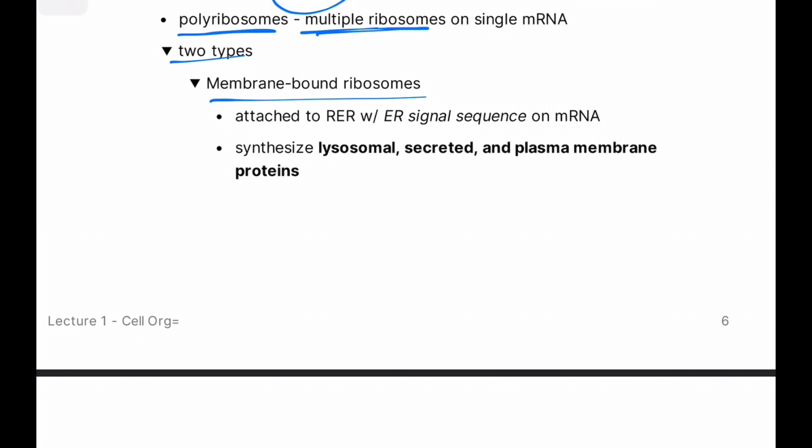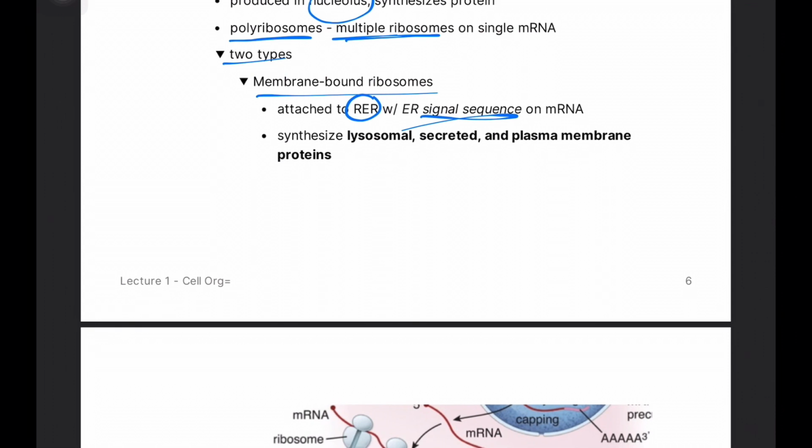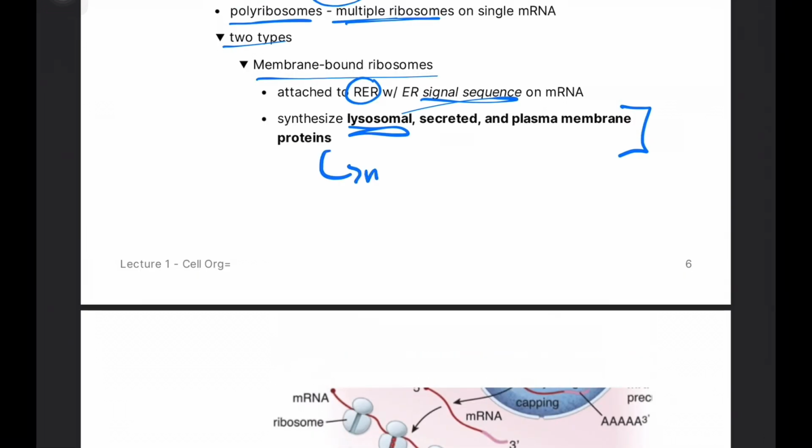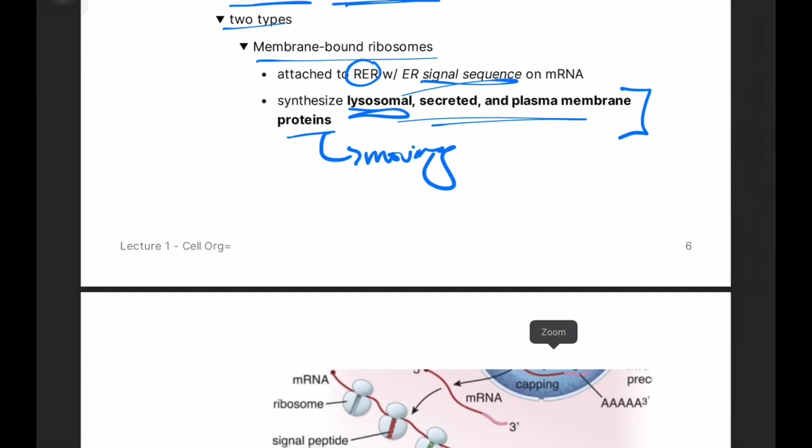So membrane-bound, they're going to be attached to a rough ER, and they have a signal sequence. I wouldn't even know if I would memorize all of that, right? It's just know that any membrane-bound ribosome is going to secrete things outside of the cell, and then you have your lysosomal stuff, right? Just like these things are going to be moving, and if you remember that they're moving, then you can probably remember these three aspects about your membrane-bound ribosomes.